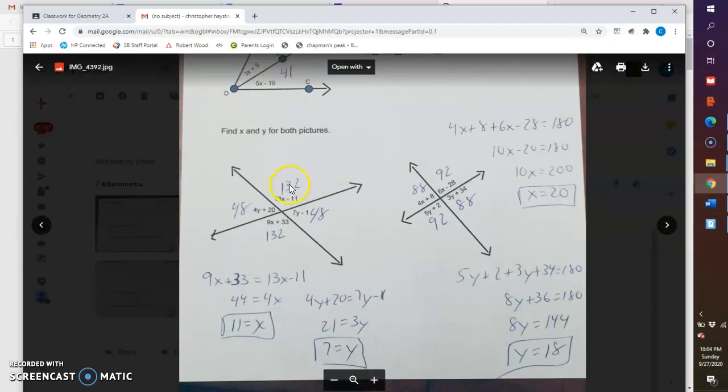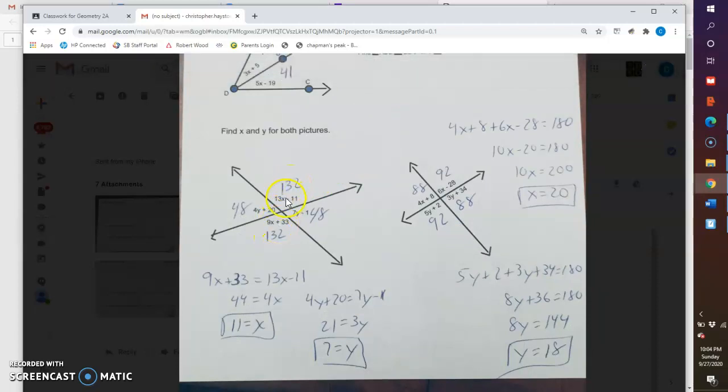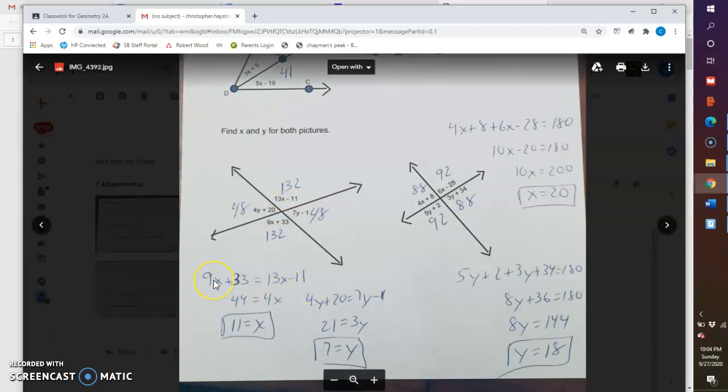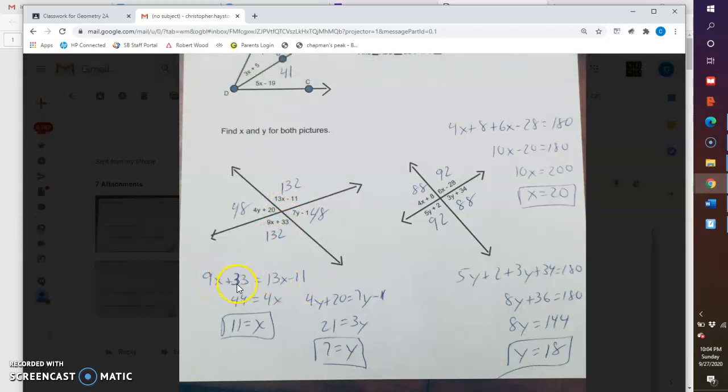Down here, it's about making a good decision. When you have the same variables with vertical angles, set them equal. Vertical angles are always equal. 9x plus 33 equals 13x minus 11, but we want to create single variable equations. Algebraically, 44 equals 4x, and my x equals 11.